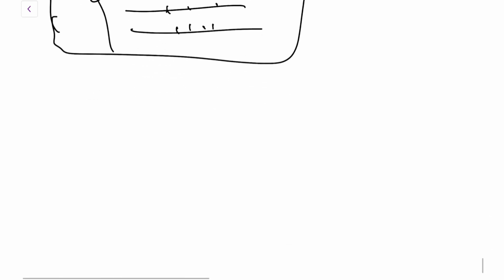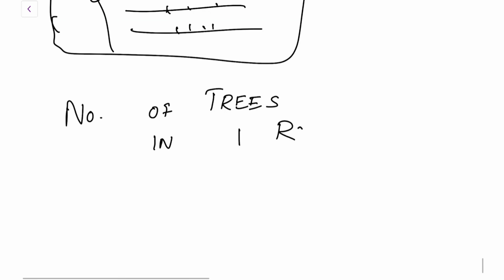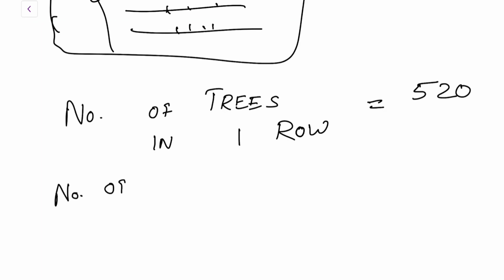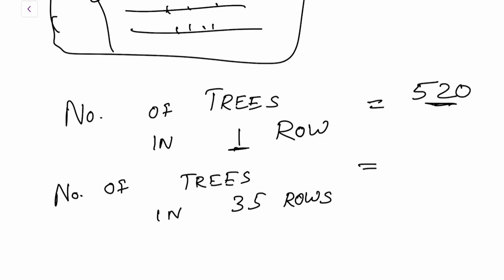Let's write it down. Number of trees in one row. How many are there in one row? They said 520. Okay. Now you just have to calculate the number of trees in how many rows? 35 rows. That's right, because the garden has 35 rows. What do we do? One row, 520. 35 rows, 520 into 35. 35 times 520. That's it.